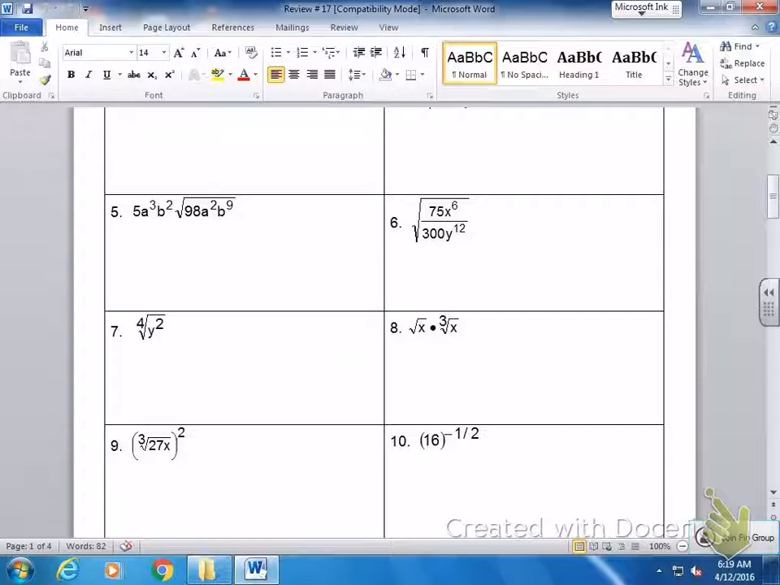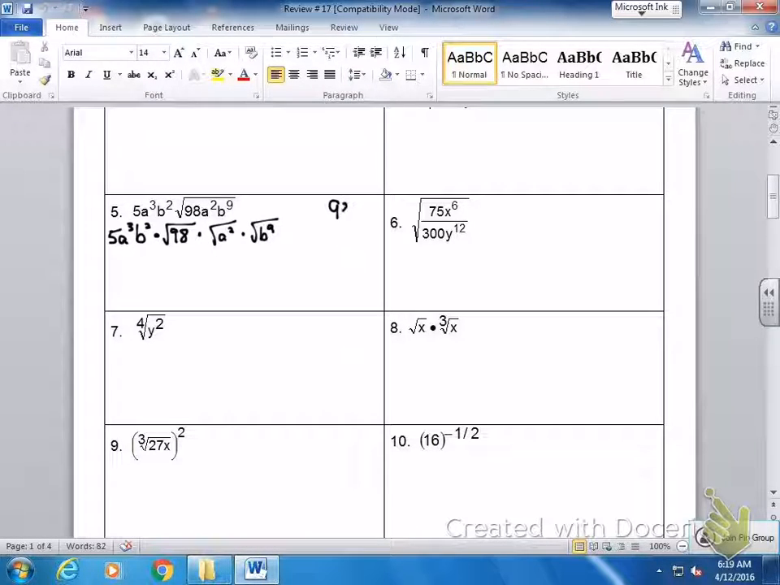So I'm going to leave the 5a cubed b squared alone. There's nothing I can really do with it yet. And I'm going to break up the radical into the square root of 98 times the square root of a squared times the square root of b to the ninth. So there's really only one tough thing we have to do here, and that's we're going to have to simplify the square root of 98.